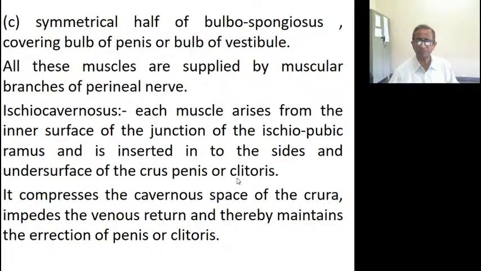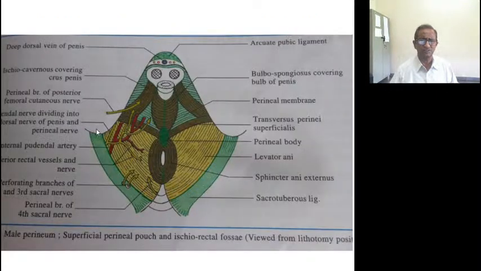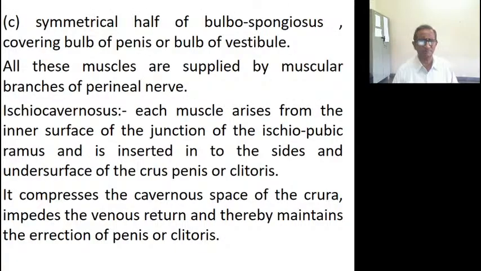So this ischiocavernosus muscle is coming from the inner surface of the junction of the ischiopubic ramus, and then going and covering the under surface and sides of the crus of penis or clitoris. It compresses the cavernous space of the crura, impedes the venous return, and thereby maintains the erection of the penis or clitoris.